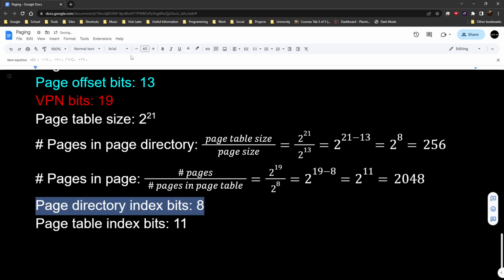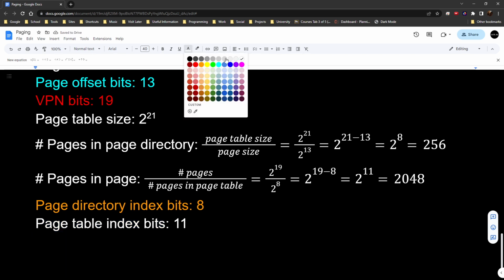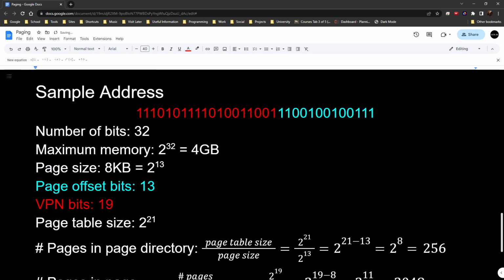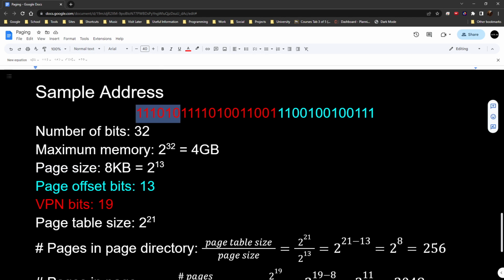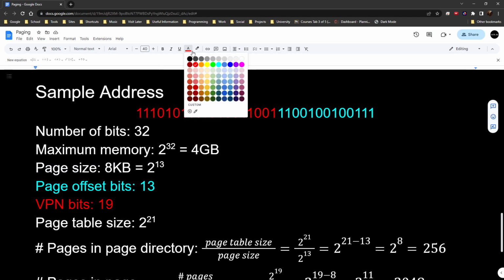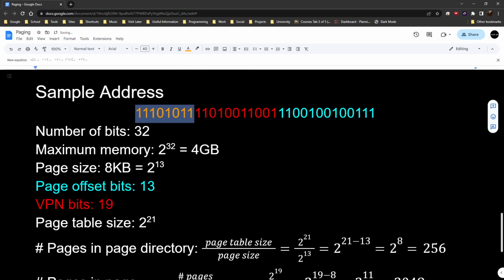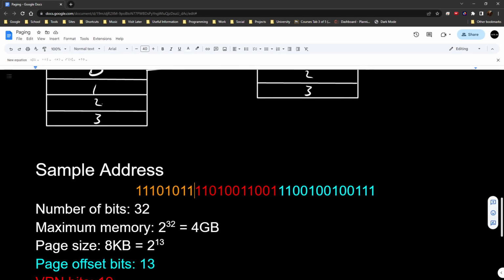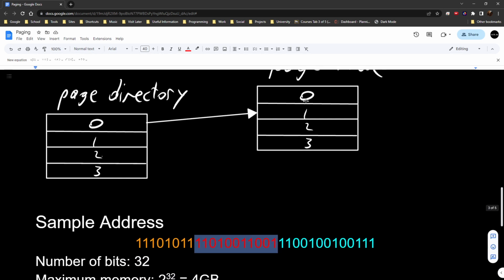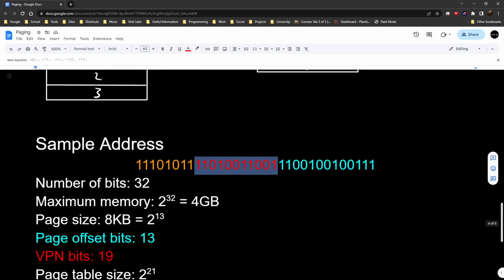And so I'm going to do something. I'm going to color this orange, and I'll color this red so we can visualize it in our sample. So right up here, it's going to be the same kind of process. This is our page directory index. So I'm going to make it orange. This is our page directory index saying which page table are we going to use? And this is the page number within that page table, which has 11 bits.